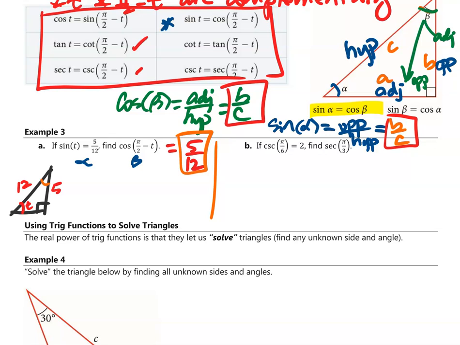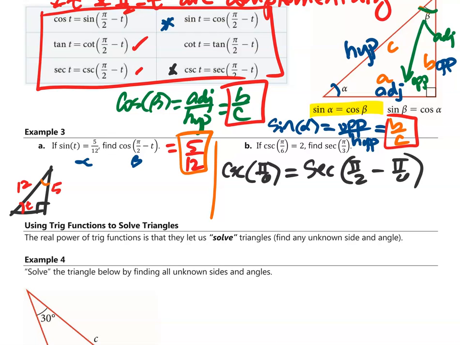Letter B, if cosecant of pi over 6 is equal to 2, find secant of pi over 3. So cosecant of pi over 6, so here cosecant of t is equal to secant of pi over 2 minus the angle pi over 6, and pi over 2 minus pi over 6 is, 2 times 6 is 12, 6 minus 2 is 4, 4 over 12 is pi over 3.